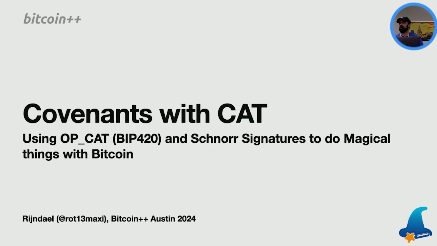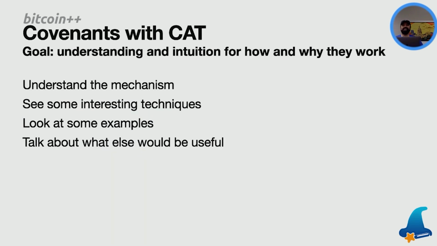Just kidding. We are here to talk about building covenants with OpCat, also known as BIP 420. That's the wrong link. It is BIP 420. So, actually, yeah, that's right. Eventually consistent systems are funny like that.